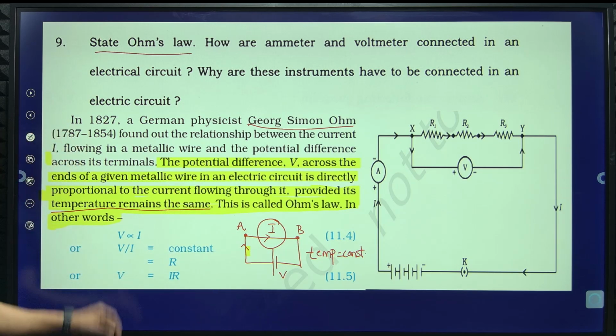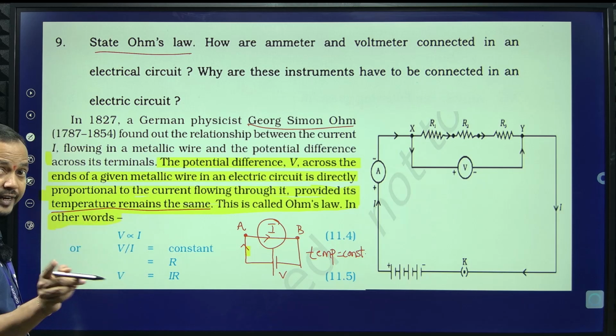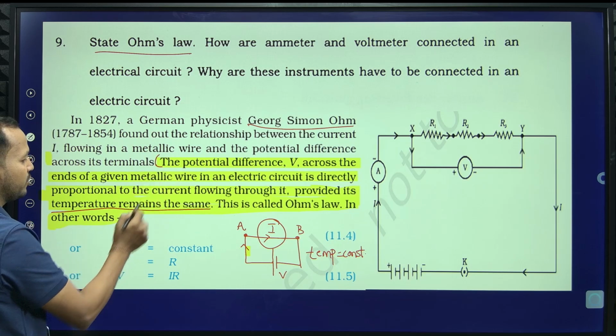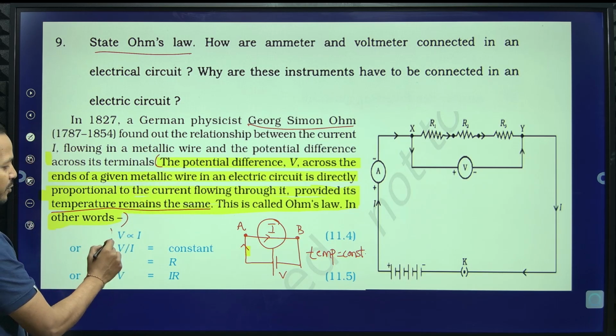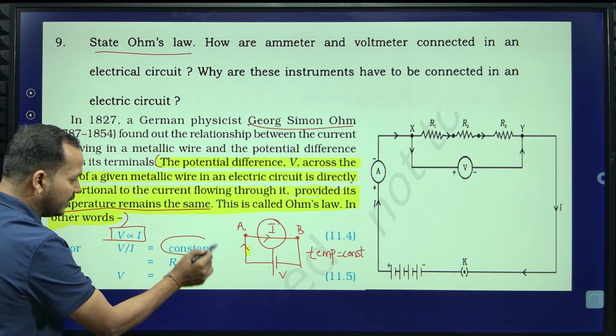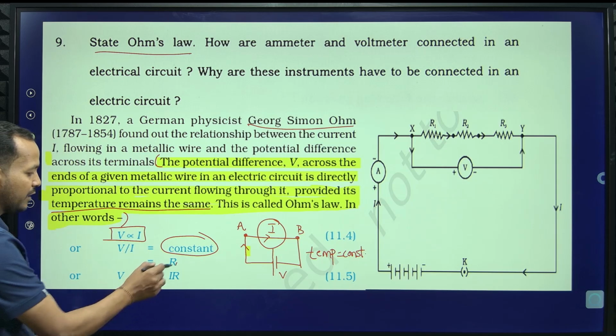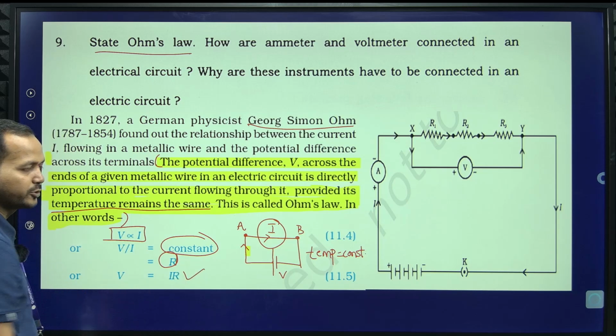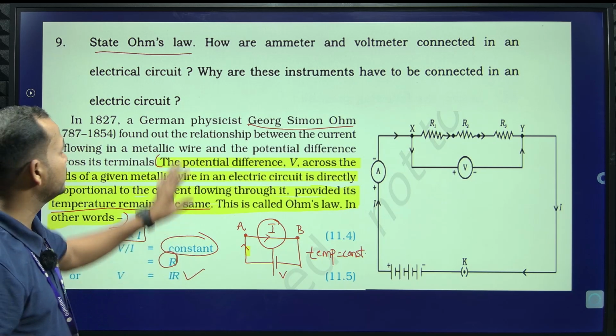So this is called Ohm's law, and here you must write the statement. You need not write all these things, but from here you have to write up to here, and then V is directly proportional to I, you have to write. When you remove the proportionality sign, that constant, we call it resistance R. Therefore, V is equal to I into R is Ohm's law. This much you have to write for Ohm's law. This is only for Ohm's law.